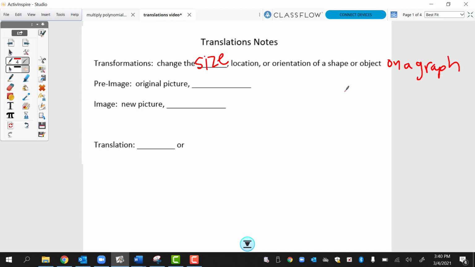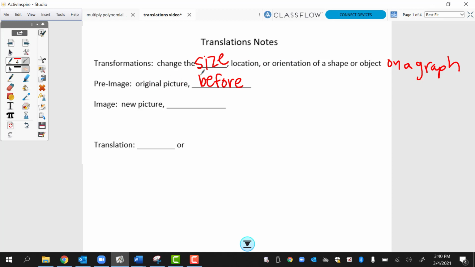Okay, so we're talking about, if I have graphed a picture of a triangle, I can either move where it is on the graph, or I can flip it on the graph, or I can change how big it is on the graph. So when we're doing these transformations, we have a pre-image and an image. So our pre-image is our original picture. It is the before picture, before you move it or flip it or make it bigger or smaller, okay?